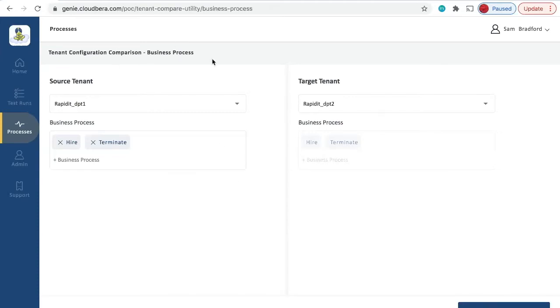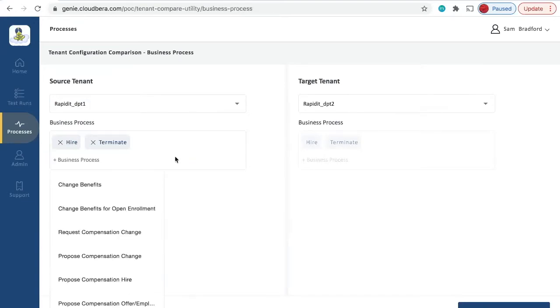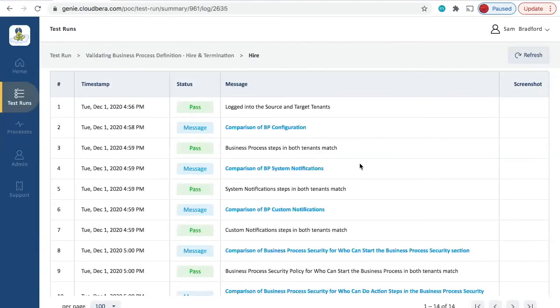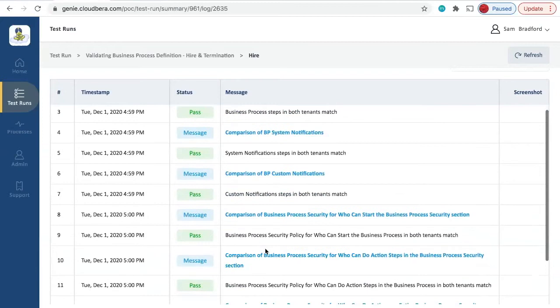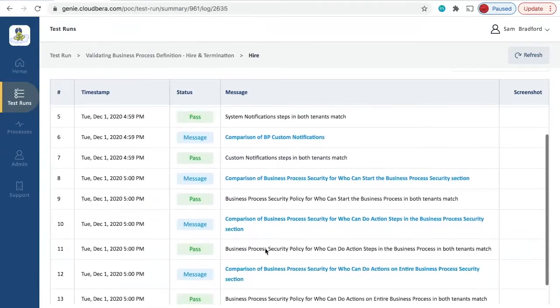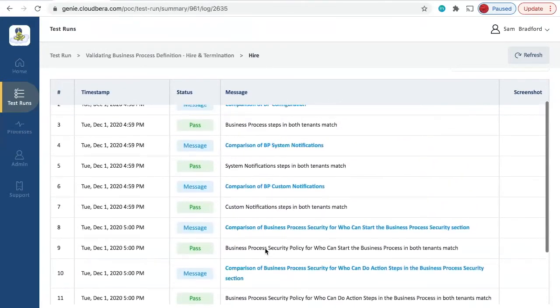Now, the Tenant Compare in Genie is as simple as providing details of the source and target tenant, such as your Sandbox and Production, and the business process definitions that need to be compared. Once we provide those details, Genie then gives us information about the business process steps, system notifications, custom notifications, and all other information about the business process definitions in the two tenants.